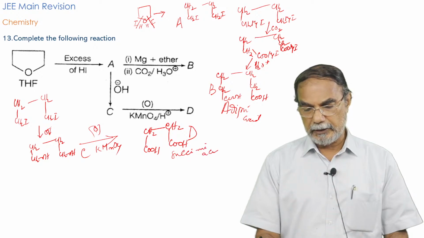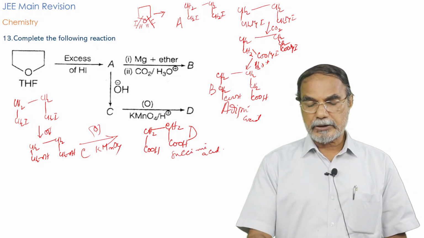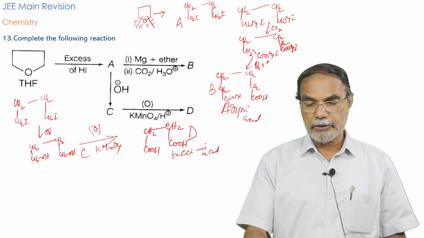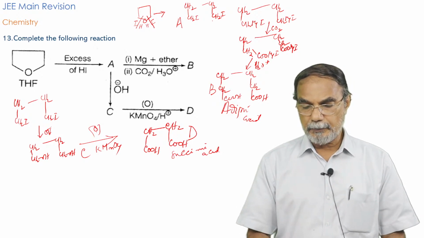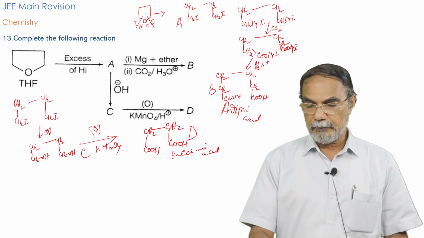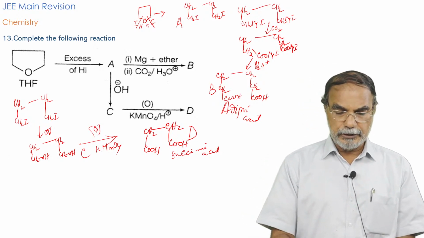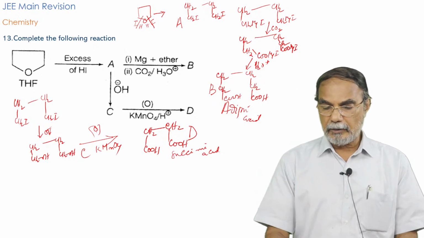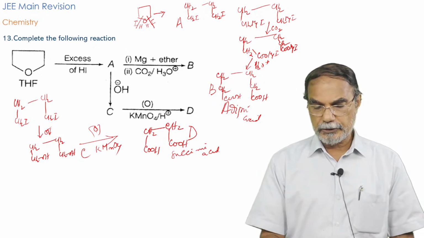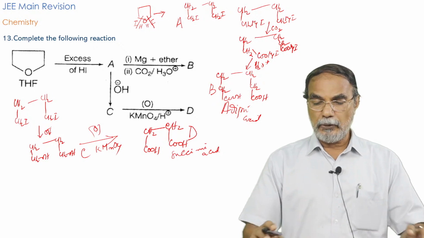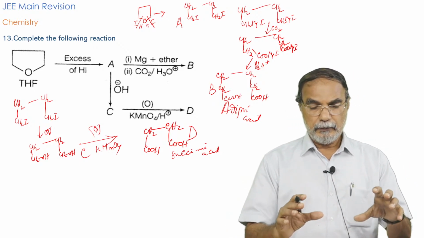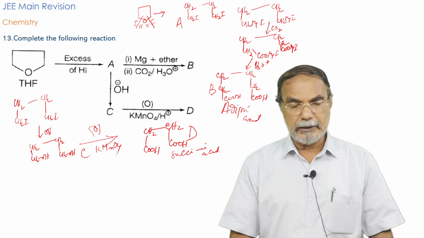So these are the options. A is this compound CH2CH2I, CH2CH2I, and B is the compound adipic acid given by this formula, and C is the compound CH2CH2OH, CH2CH2OH, and D is the compound CH2COOH, CH2COOH. So these 4 structures, if correctly written, that is the correct option.